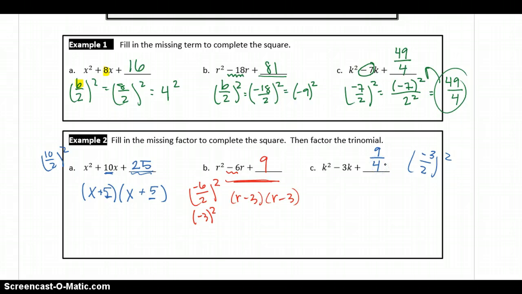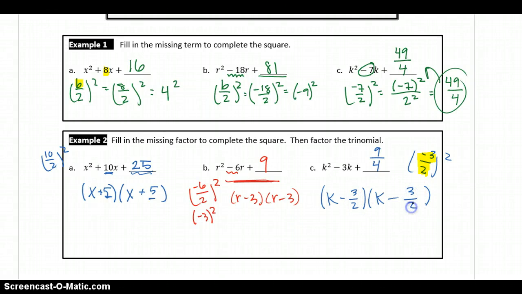This one's a little bit more difficult to factor, but go ahead and write your parentheses. The first term in each is going to be a k, so I get k squared. But what multiplies together to give me 9 over 4? I will give you a hint. Look at what you already squared to get 9 over 4. Negative 3 over 2. So we know negative 3 over 2 times negative 3 over 2 gives us 9 over 4. So let's try plugging that in.